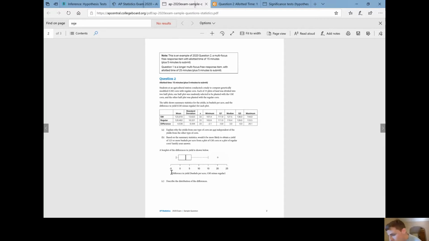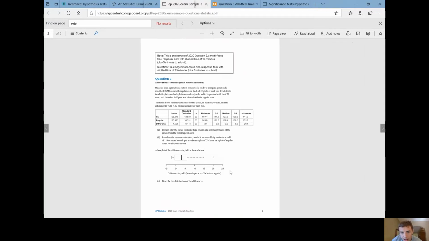And then the third thing I put down is that there are outliers present on the positive side, but I'm not sure how many because I don't have all of the data. So since I don't have all of the data, I can't assume how many outliers there are. But I do know there is at least one. There could be many outliers for all I know.